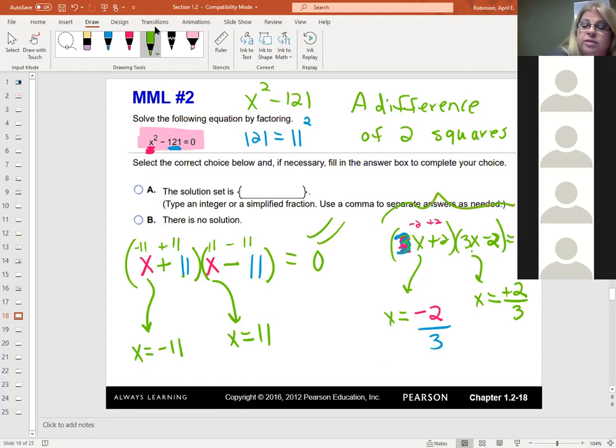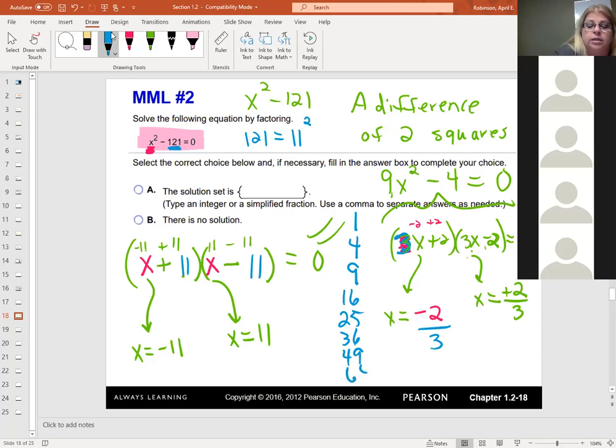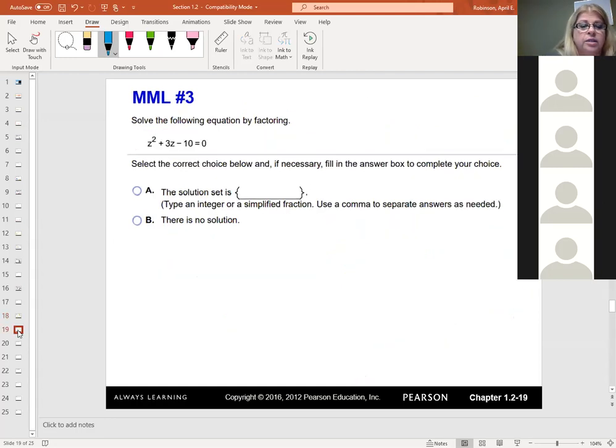What the difference of two squares would have looked like on this one is 9x squared minus 4 equals 0, because you split the 9 to be 3x times 3x and the 4 to be 2 times 2. This only works with perfect squares. If you forgot your perfect squares, 1 squared is 1, 2 squared is 4, 3 squared is 9, 4 squared is 16, 5 squared, 6 squared, 7 squared, 8 squared, 9 squared, 10 squared, 11 squared, and 12 squared, 144. Maybe you remember those, maybe you don't. I don't know. All right, this is my math lab number 3, solve by factoring.